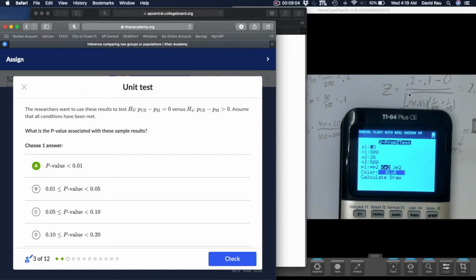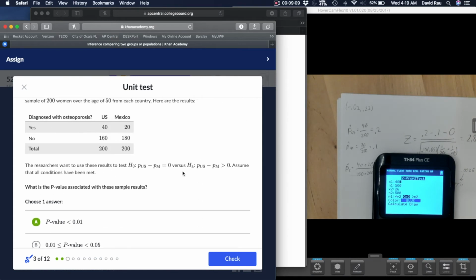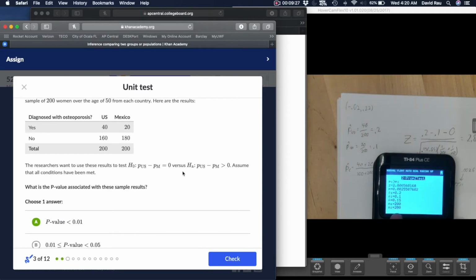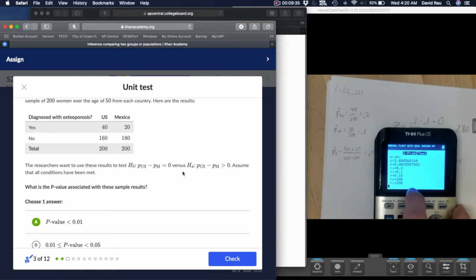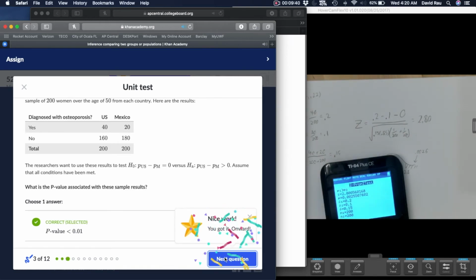Now x1 was for the US, sorry. So that was 40 out of 200. Then we had 20 out of 200, and we were testing that it was greater than. Calculate, and see, look, 2.800, there's the p-value that does round to 0.0026. There's our p1 hat, there's our p2 hat, and there is actually our p of c right there as well. So you can know ahead of time everything you should get relatively quickly, and then you're just showing the work of how you got it to verify that you know what's going on.